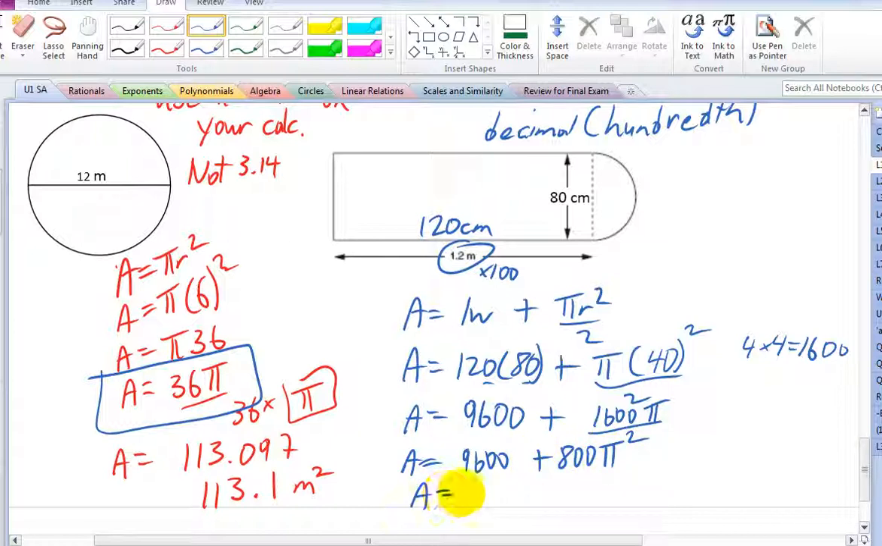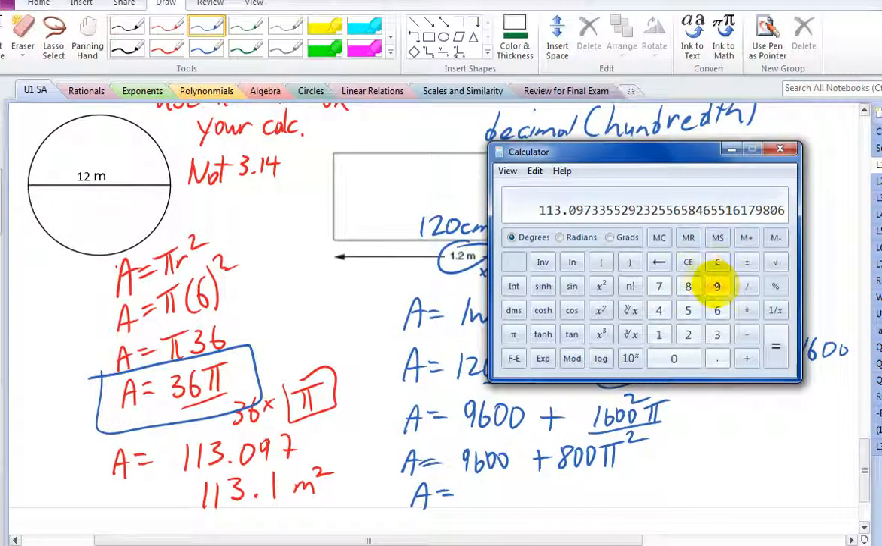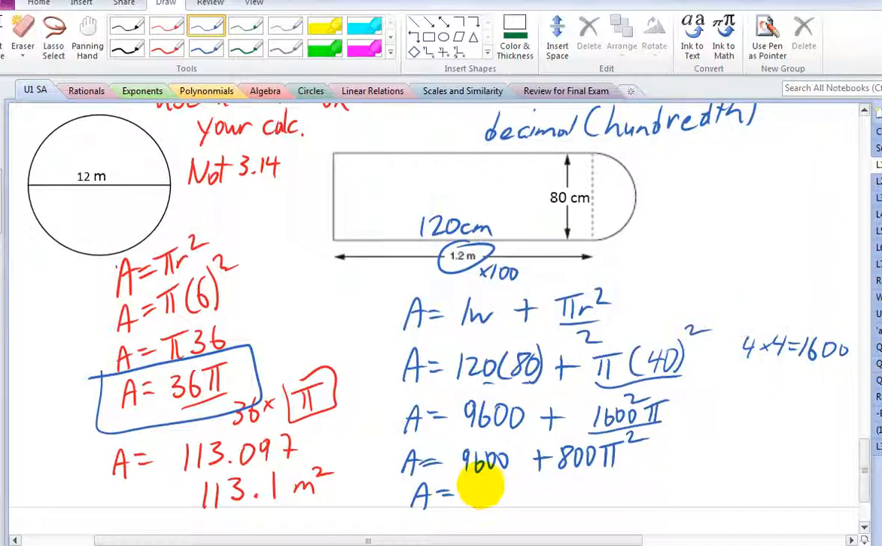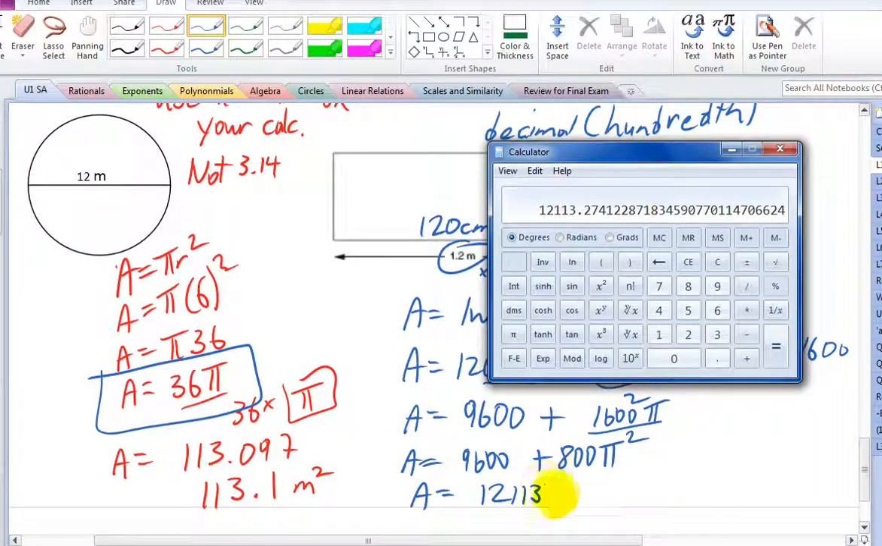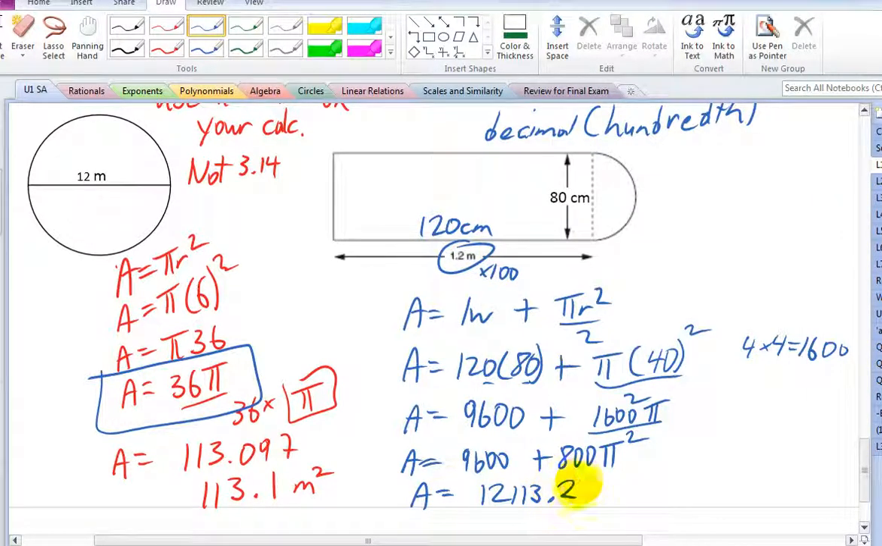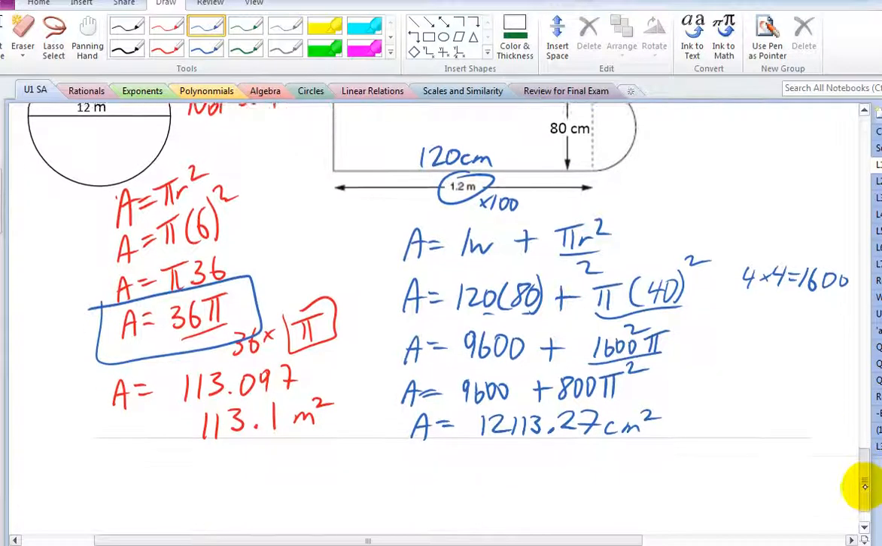Now you should go to your calculator. Go for it. 9600 plus 800 times pi. Point 27 centimeters squared. Okay. Any questions?